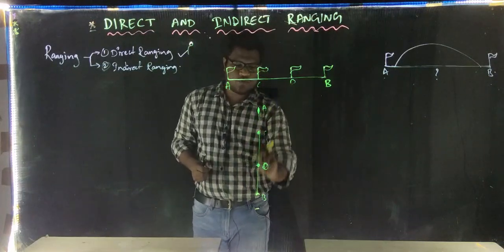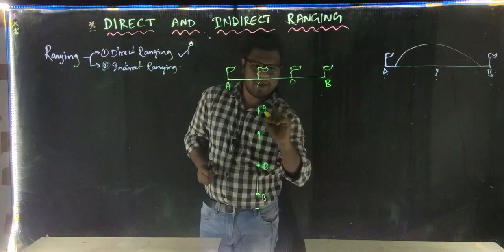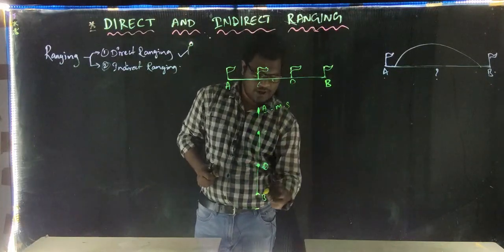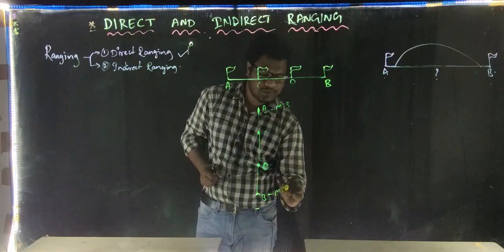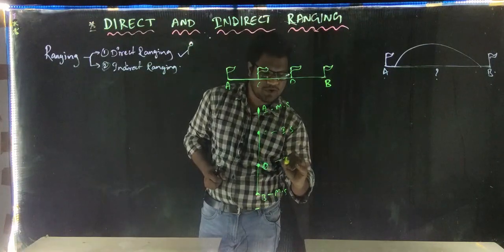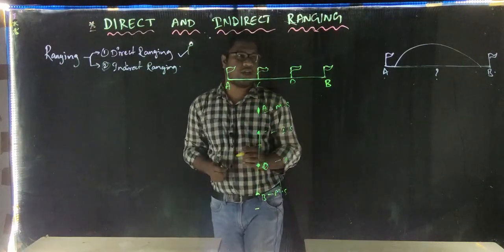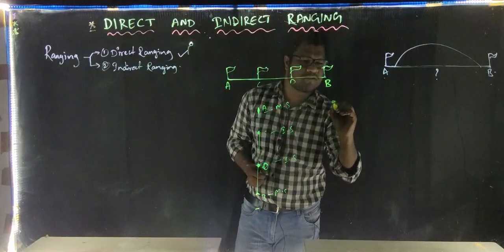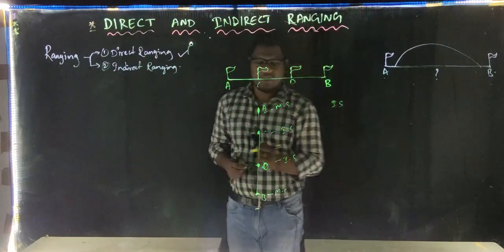So now of these four stations, A and B are the main stations, and C and D are intermediate stations. Why are we going to fix the intermediate stations? What is the purpose of providing intermediate stations? Why?